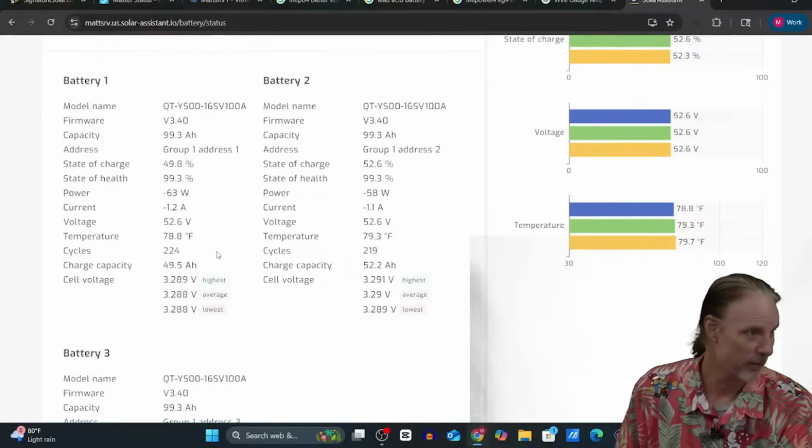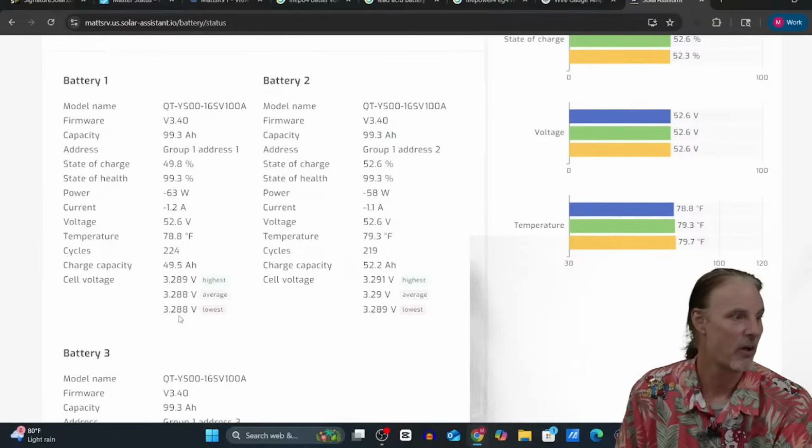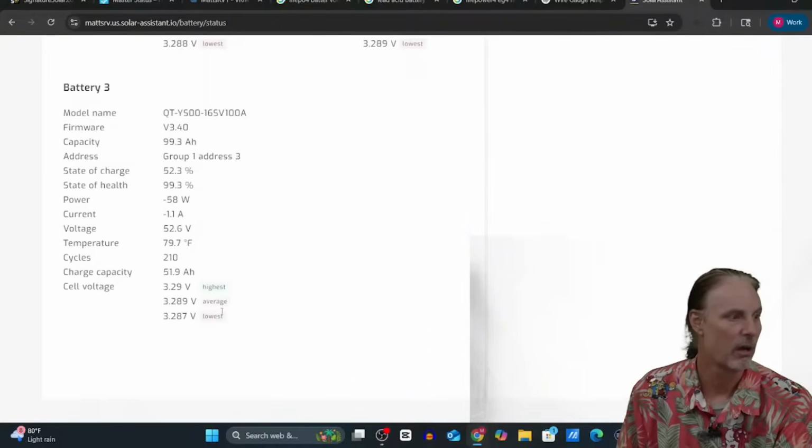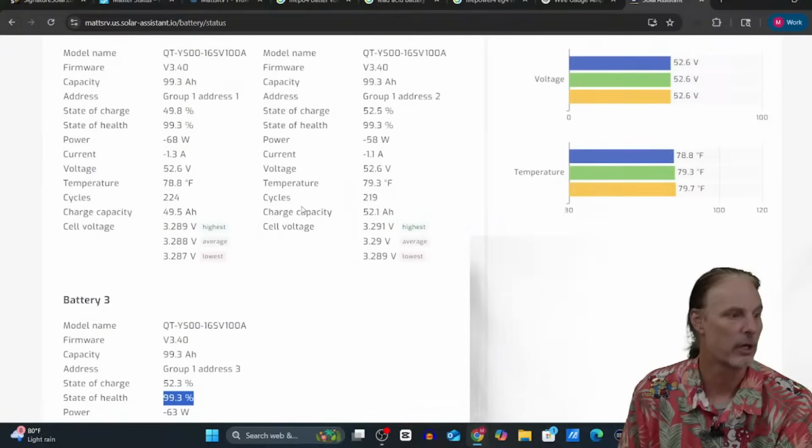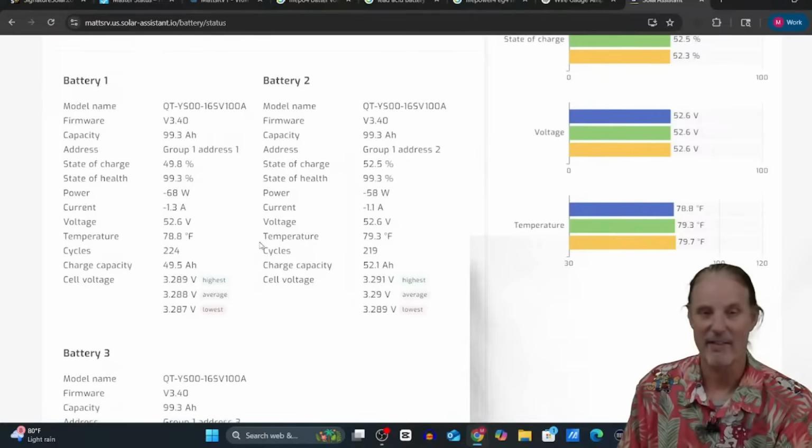So I like the way it reports the high cell, the low cell, and, as you can see, how close to balance they all are. It tells you here what the battery flow is, the wattage in and out, if they are balanced, and it also talks about the state of health, which we talked about earlier. So I like having all this detail.